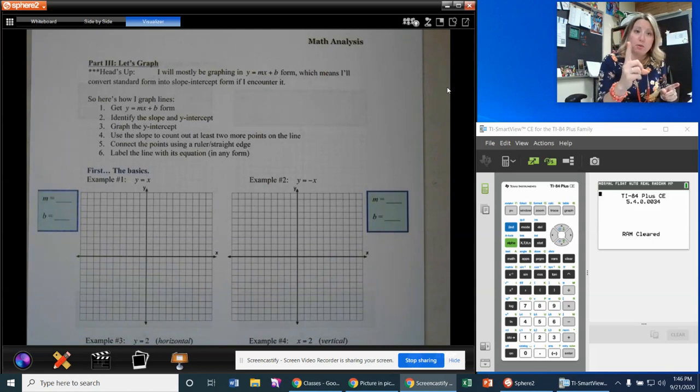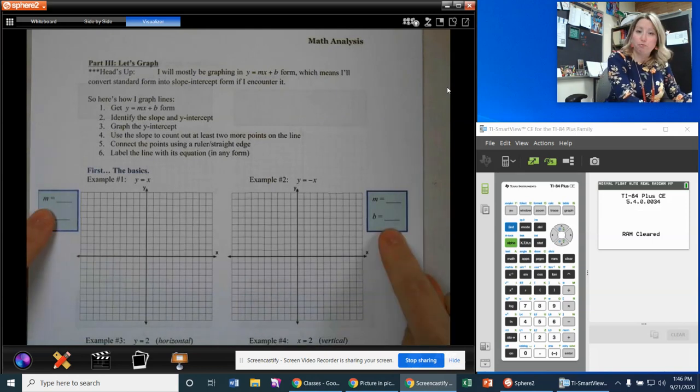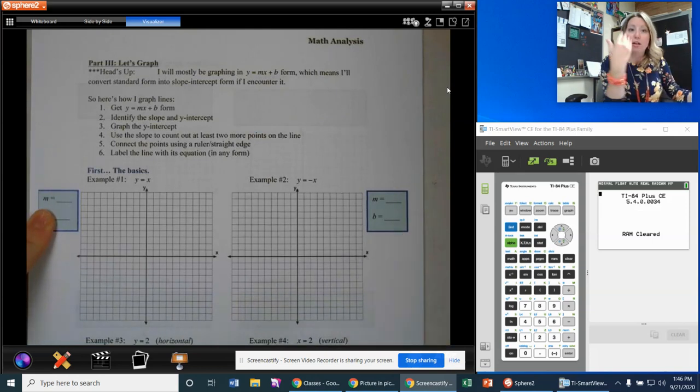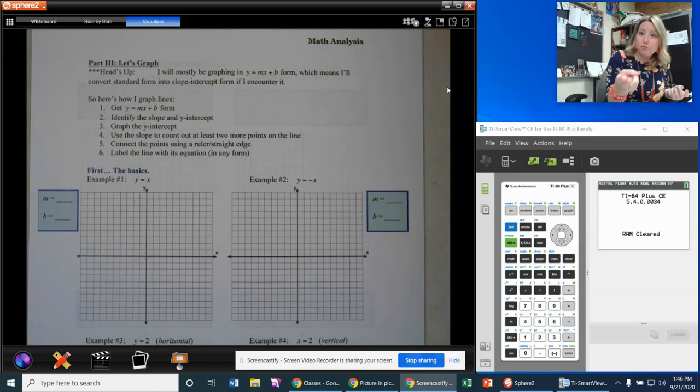Convert into y equals mx plus b form. Identify the slope, identify the y-intercept. Notice here I have boxes where I'll write that down, so I'll have that in front of me. Graph the y-intercept. It's a point. Put it on the graph. That's going to be our quote-unquote starting point, even though these lines are infinite. We'll use that as a basis to then count slope. Use the slope to count at least 2 more points of the line, then connect those points using your ruler or straight edge and label in an equation.